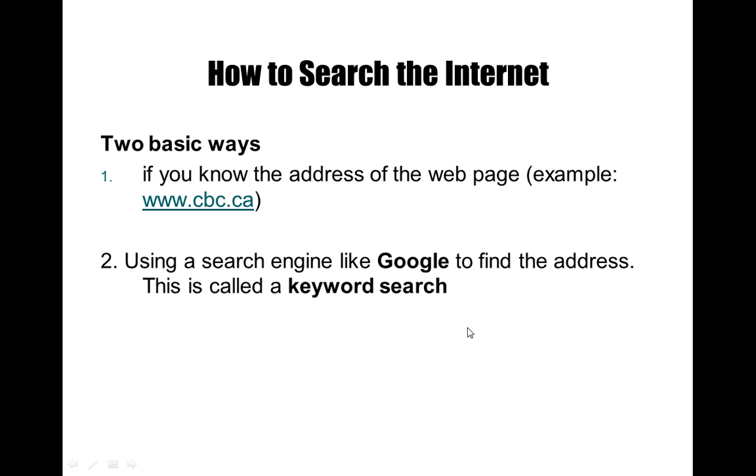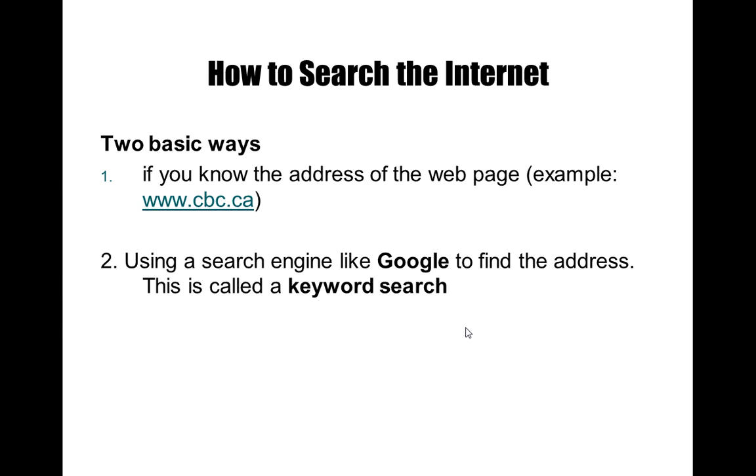Then next is how to search on the internet. There are two basic ways we can search on the internet. First is if you know the address of the web page. Means if I know the addresses of different web pages, for example www.cpa.ca, I can write it in the internet browser and this will give the exact information that I am searching for on the internet.